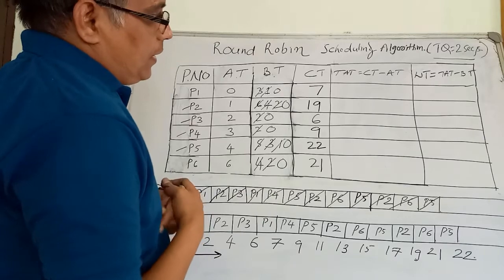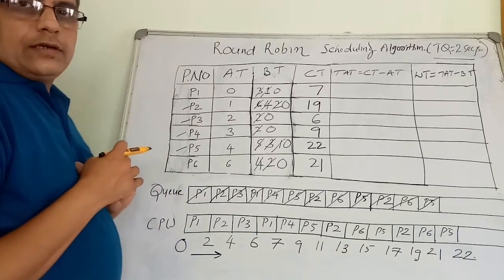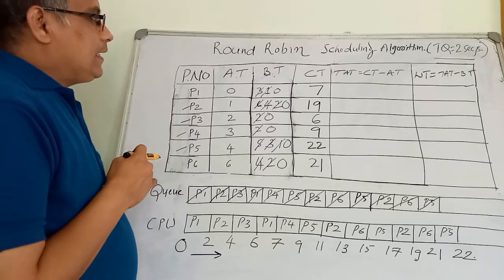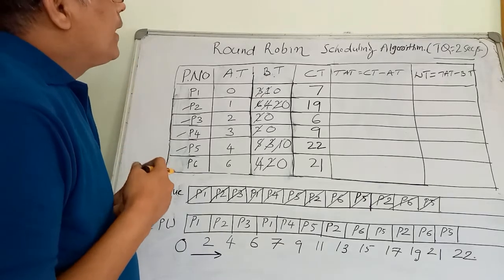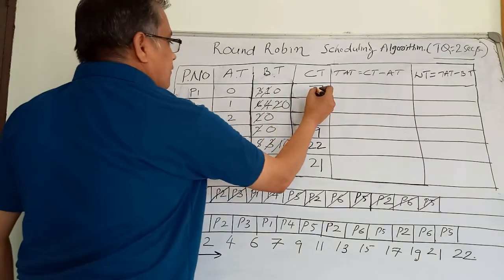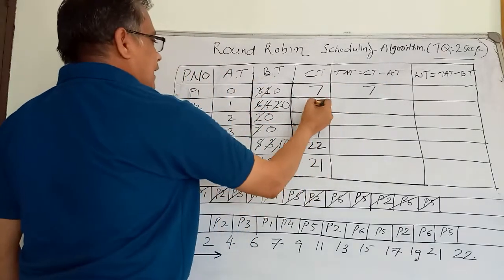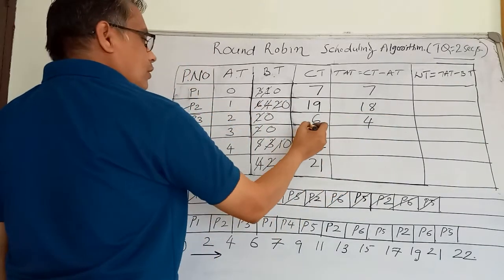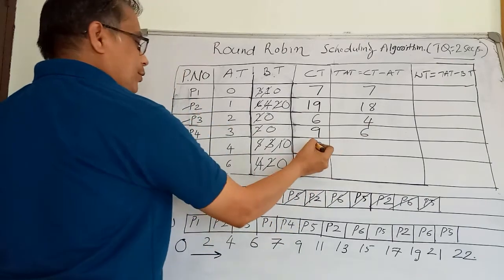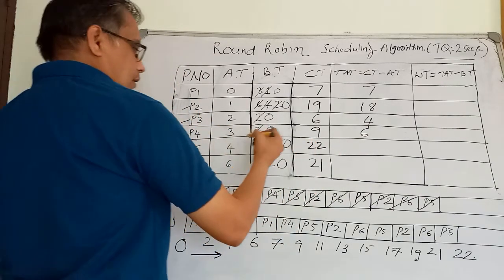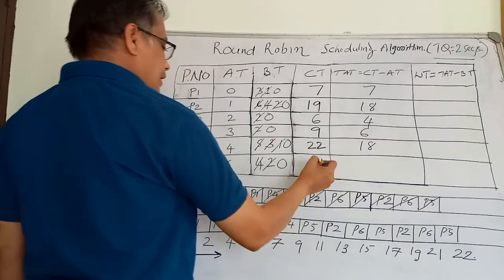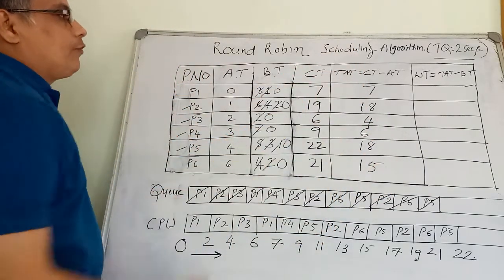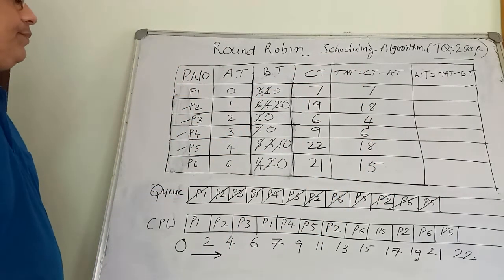Now, what is the next step? Next step is turnaround time. How to find the turnaround time? Turnaround time is found out by using the formula CT minus AT. CT stands for completion time, minus arrival time. That means 7 minus 0 is 7, 19 minus 1 is 18, 6 minus 2 is 4, 9 minus 3 is 6, 22 minus 4 is 18, 21 minus 6 is 15. Okay, this is how you have to find out turnaround time.